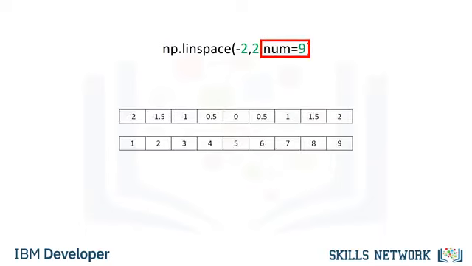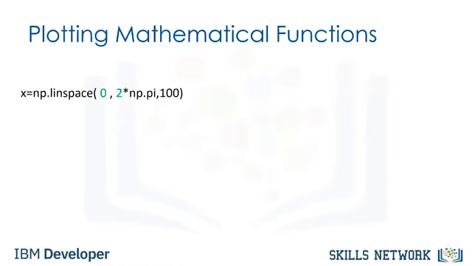If we change the parameter num to 9, we get 9 evenly spaced numbers over the interval from -2 to 2. The result is the difference between subsequent samples is 0.5 as opposed to 1 as before. We can use the function linspace to generate 100 evenly spaced samples from the interval 0 to 2 pi. We can use the Numpy function sine to map the array X to a new array Y.